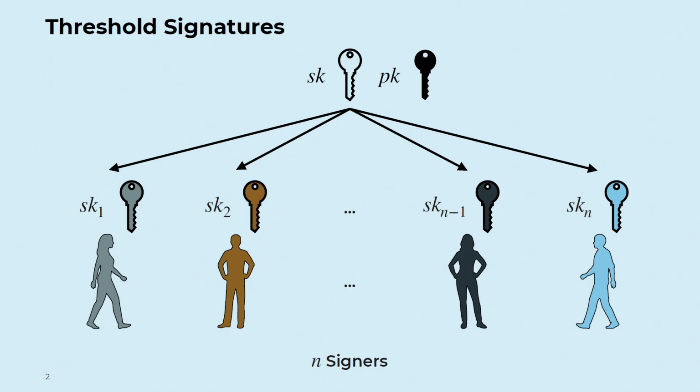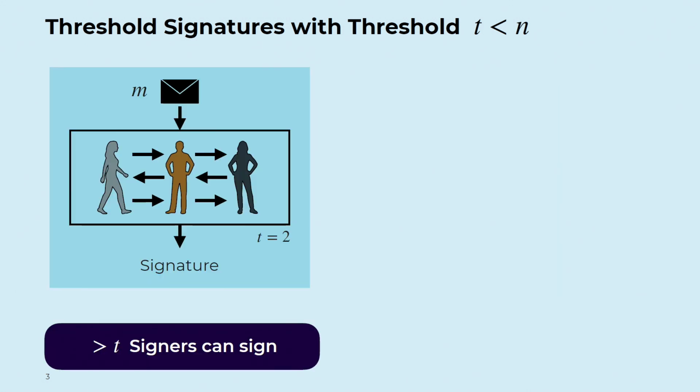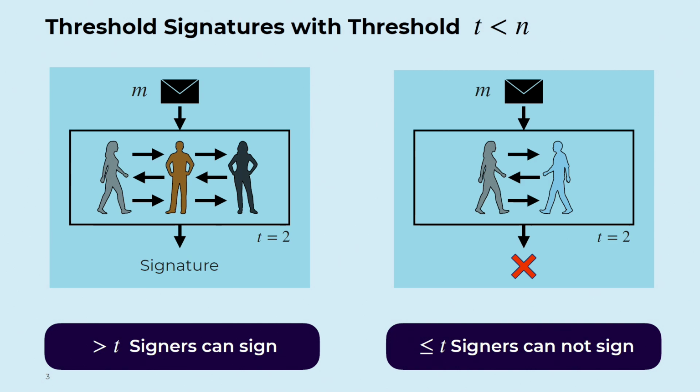These n signers could be n different parties, but they could also be just n of your devices. Now, how do we sign in such a scheme? For that we have to know there's this signing threshold T, and it tells us how many parties need to come together to sign a message. Specifically, if you have more than T signers, then they can interact in some protocol and derive a signature. On the other hand, if you have at most T signers, then no matter what they do and how they behave in any kind of malicious way, they can never come up with a signature.